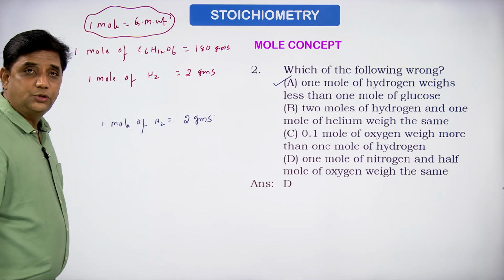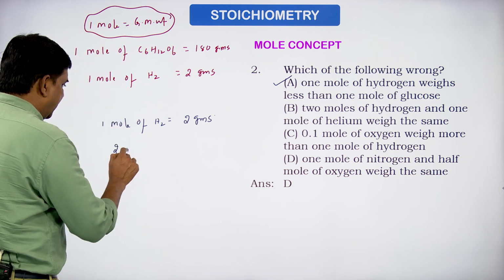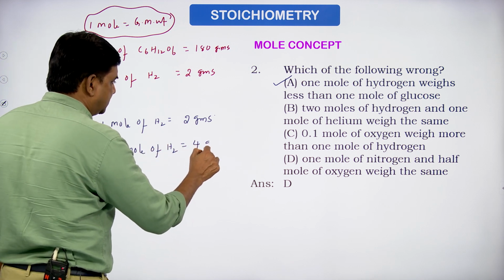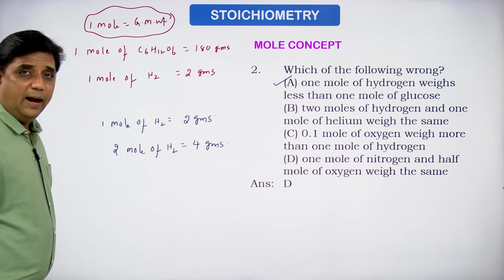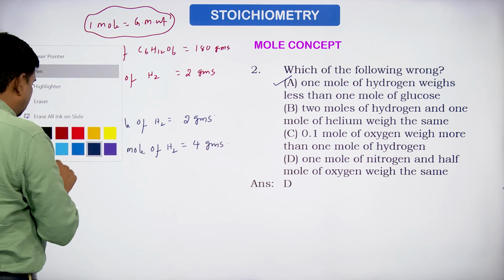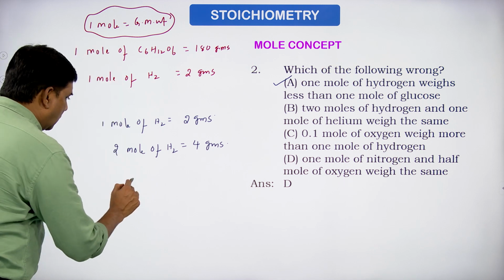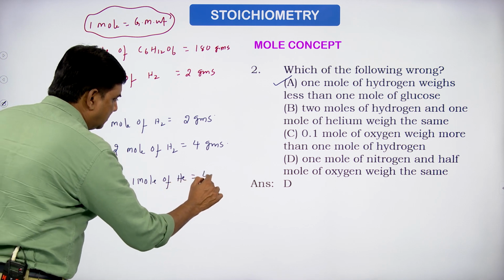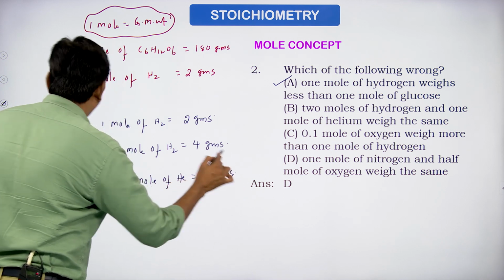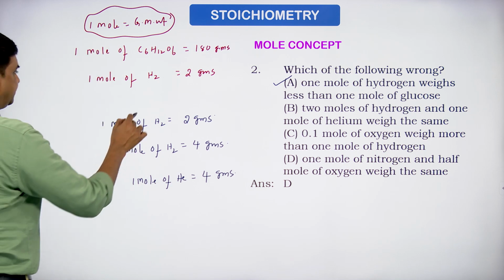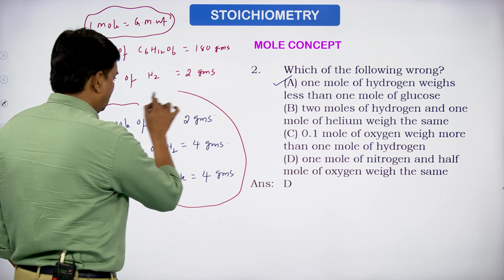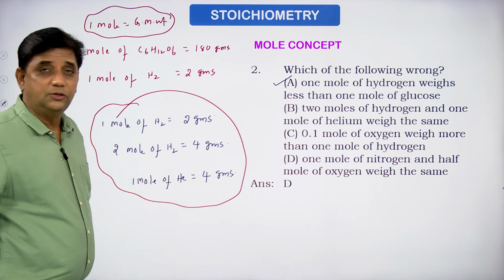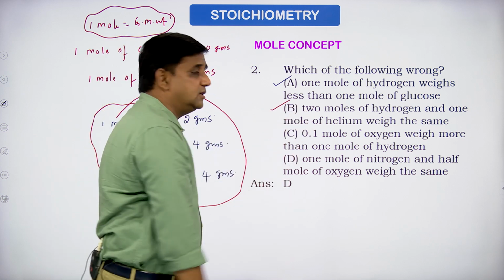And 1 mole of hydrogen is 2 grams, therefore 2 moles of hydrogen gas is equal to 4 grams. Similarly, yesterday when we were discussing the mole concept, we saw that 1 mole of helium is equal to 4 grams. So 2 moles of hydrogen equals 1 mole of helium, because both masses are 4 grams. Therefore, the second statement is also correct.